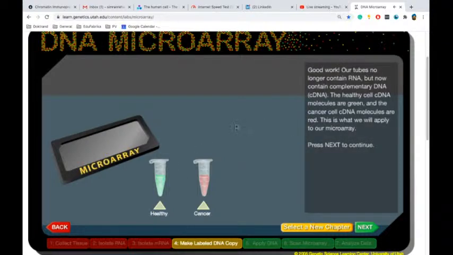So good work. Our tubes no longer contain RNA, they contain complementary DNA now. The healthy complementary DNA molecules are green and the cancerous ones are red. So that is what we apply to our microarray now.